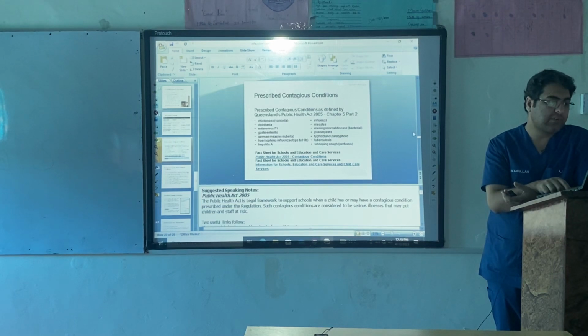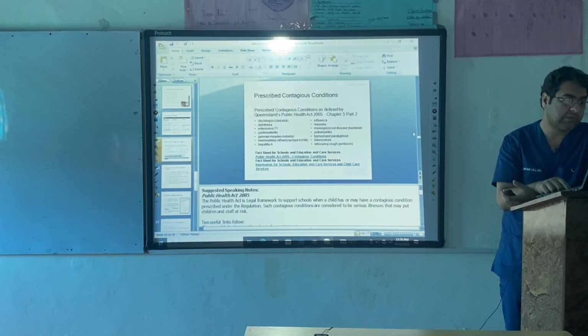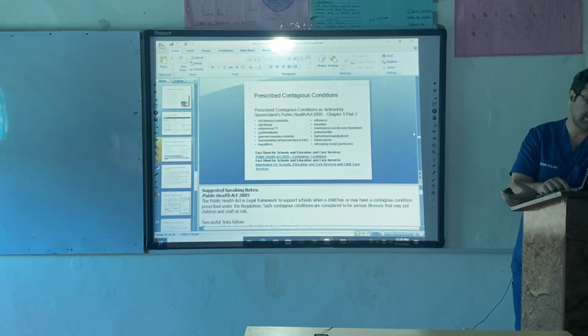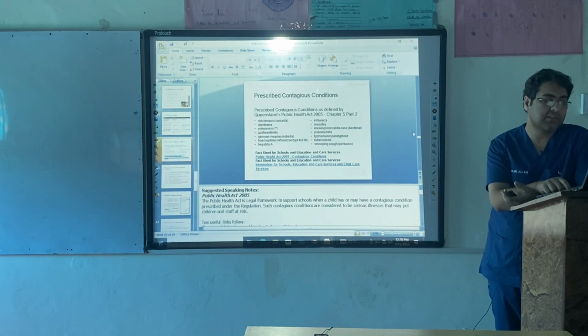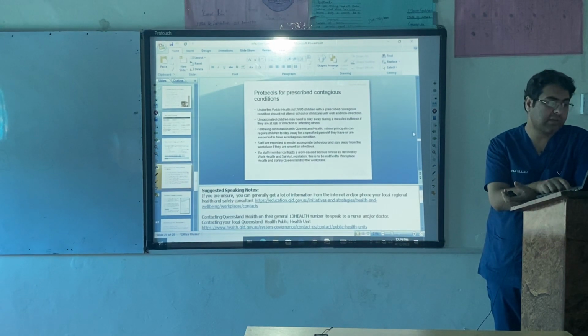The prescribed contagious conditions as defined by the Queensland Public Health Act 2005, Chapter 5, Part 2, are chickenpox (varicella), diphtheria, enterovirus, gastroenteritis, German measles, Haemophilus influenzae type B, hepatitis A, influenza, measles, meningococcal diseases, poliomyelitis, typhoid and paratyphoid, tuberculosis, and whooping cough. All these vaccinations are important.